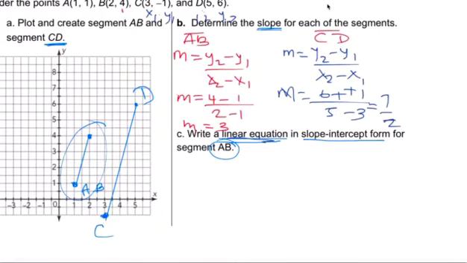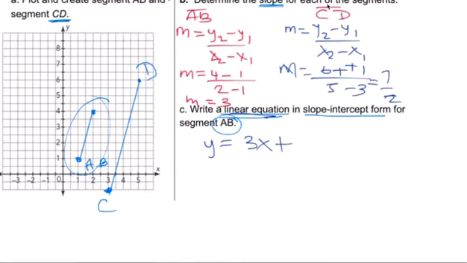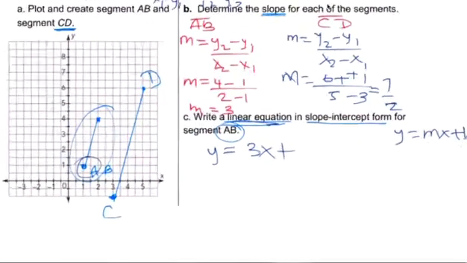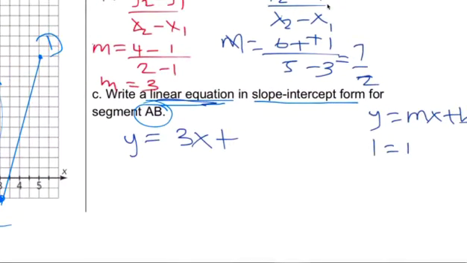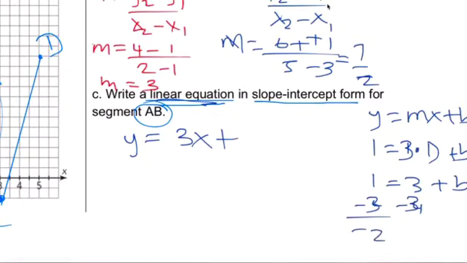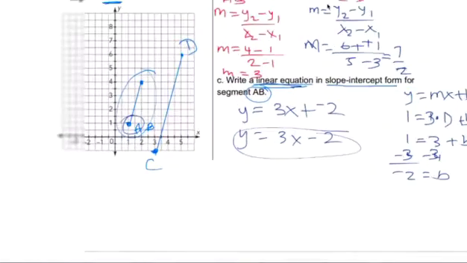Write a linear equation for AB. Y equals 3x plus, let's find the y-intercept. Okay, to find the y-intercept, y equals mx plus b. Let's choose 1, 1 here, that point. Y is 1, m is 3 times 1 plus b. Subtract 3 from both sides, you get negative 2. So that's a negative 2. Y equals 3x minus 2. Okay, that's how you do that.